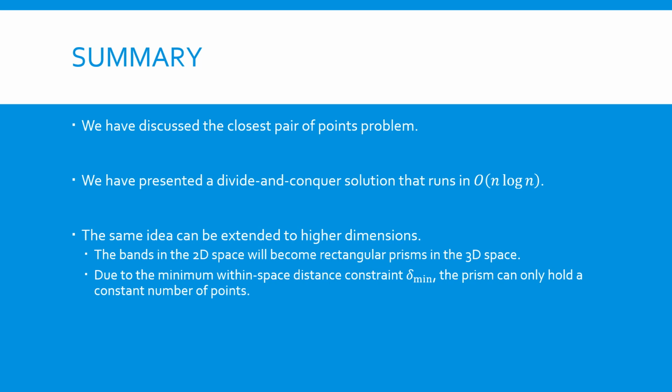In summary, we have discussed the 2D closest pair of points problem in this video. We have presented a divide and conquer solution that runs in O(n log n) time. Note that you can extend the same idea to higher dimension cases. For example, in 3D space, the bands will become rectangular prisms, and the confined search space will become a cube. It should be apparent that only a constant number of points can fit into the cube. We will not discuss the details here, but you can find more information online.